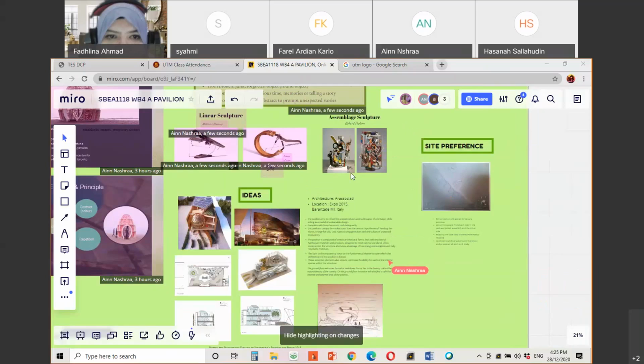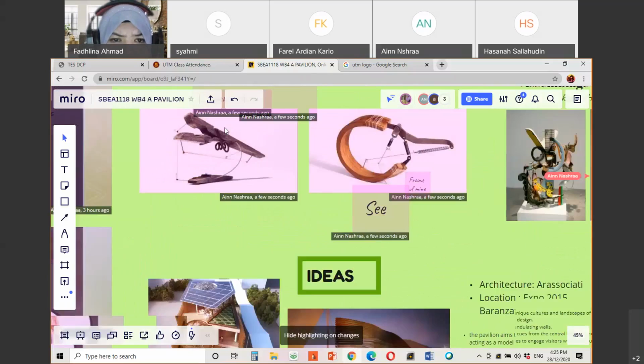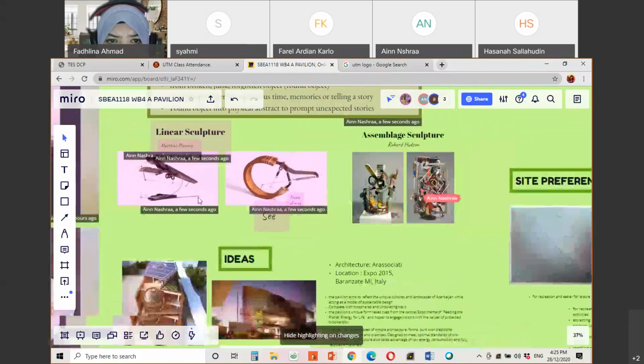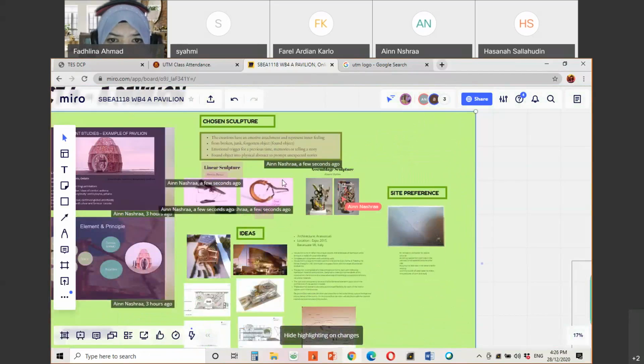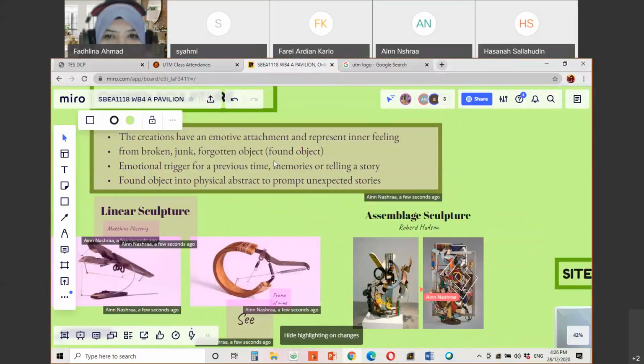Sorry. What is the similarity between the linear sculpture and the assembly sculpture that you want to put both? Okay, the use of the found object. Both of them use unused items, such as clips. Oh, okay. Alright. So you need to mention that. Oh, okay, this one. Alright, good. Okay.